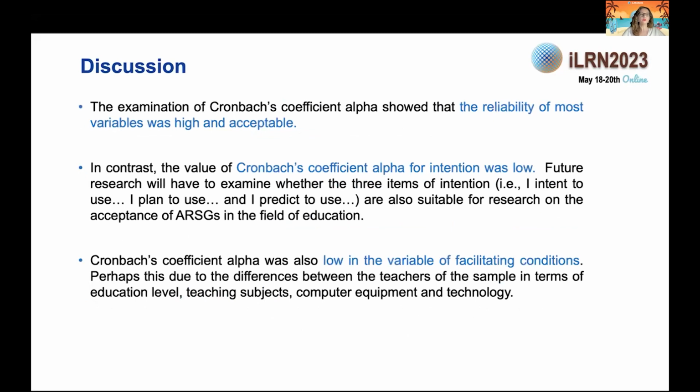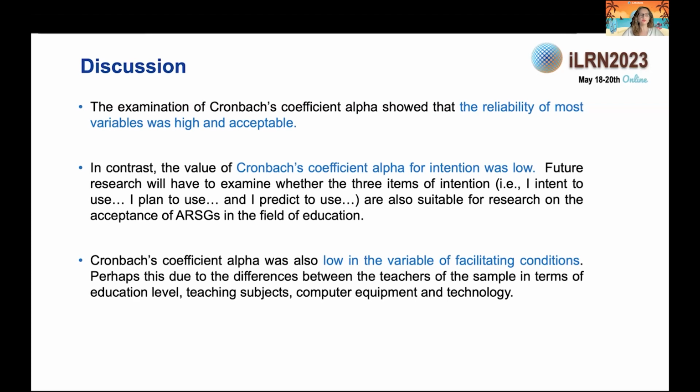Moreover, the examination of Cronbach's alpha showed that the reliability of most variables was high and acceptable. In contrast, the value of Cronbach's alpha for intention was low. Future research will have to examine whether the three items of intention, I intend to use, I plan to use, and I predict to use, that have so far been used for the acceptance of many technologies through TAM, are also suitable for research on the acceptance of the glasses in the field of education.